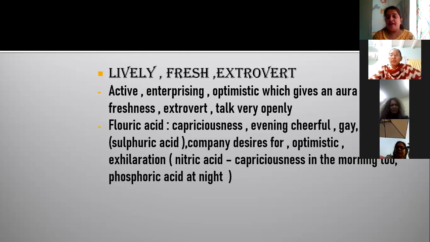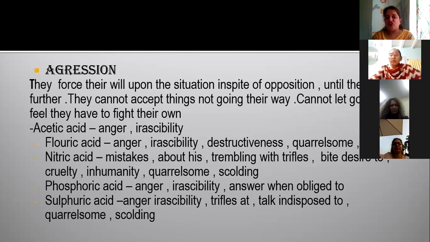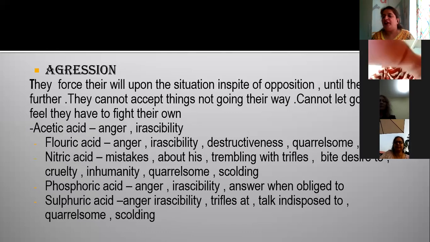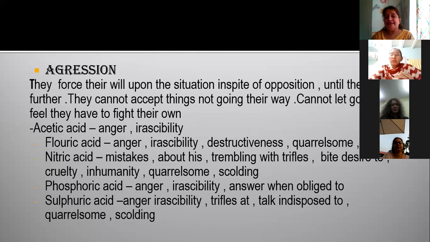Then nitric acid, they are capricious in the morning. Phosphoric acid at night. Then aggression. They force their will upon the situation. So here comes the conflict. What is it that makes them sick? The dis-ease, not at ease.